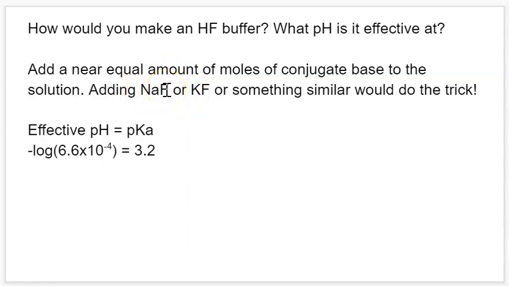as its anion. So we would add a near equal amount of NaF to the original amount of HF in solution. It doesn't really matter what the cation is here. It's just going to be a spectator ion in the solution. And if we remember, the buffering region is centered at the half equivalence point, when the pH is equal to the pKa. So if I calculate the pKa using the Ka by negative logging it, we'll get the pH at which the buffer is most effective. And in this case, it'll be 3.2.